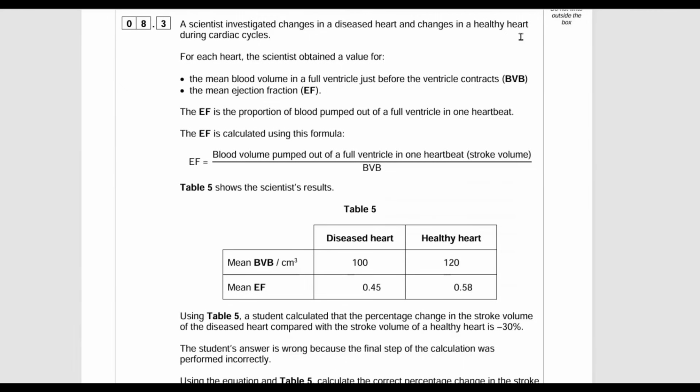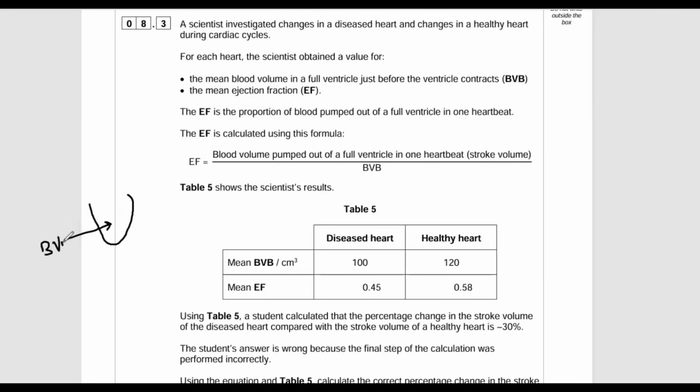Right, 8.3. A scientist investigated changes in a diseased heart and changes in a healthy heart. For each heart, the scientist measured and obtained a value for the mean volume in the ventricle just before it contracts, called BVB, so the whole blood in the ventricle, and the mean ejection fraction, the proportion of blood pumped out of a full ventricle in one heartbeat, that's basically the stroke volume. The EF is calculated using this formula.